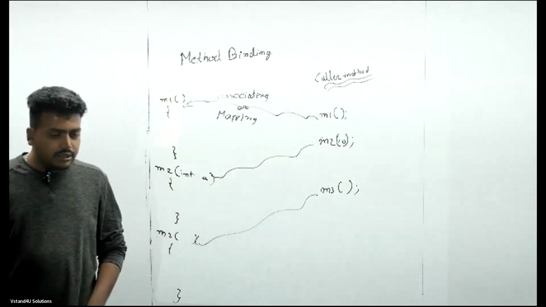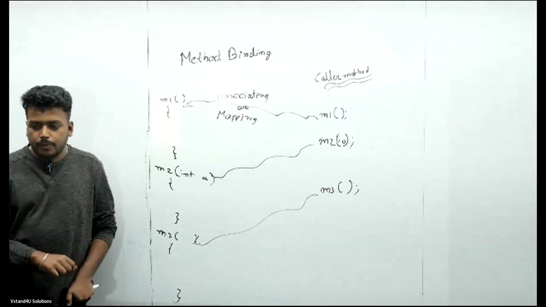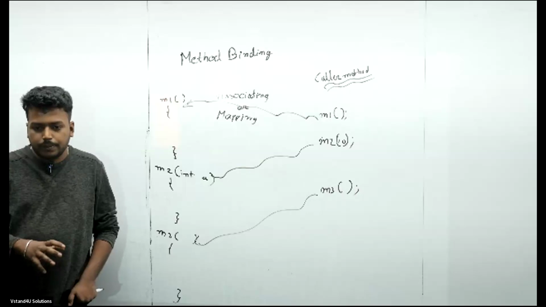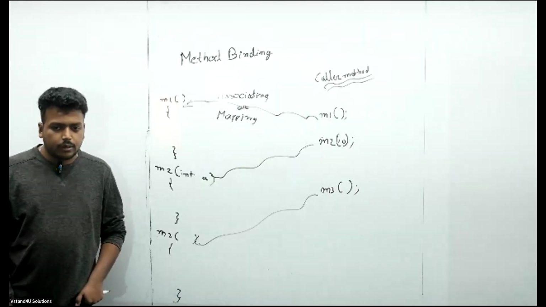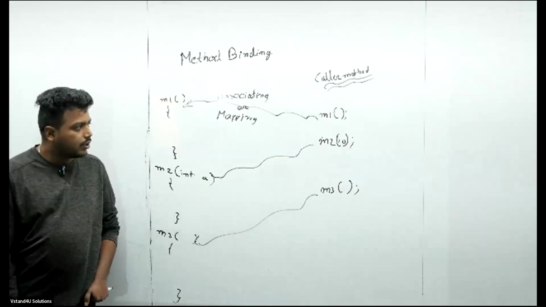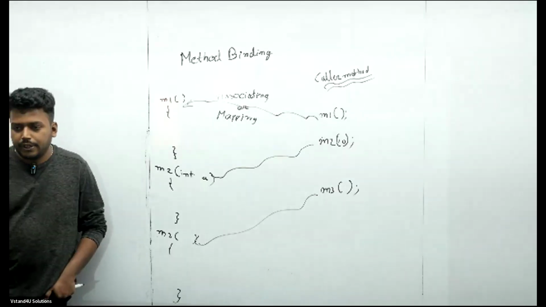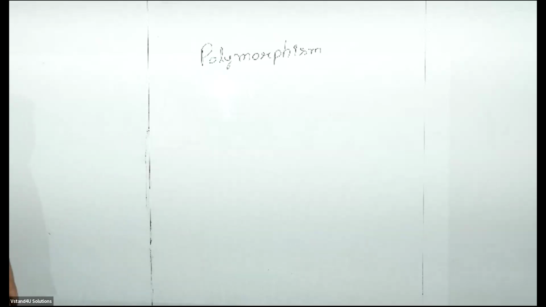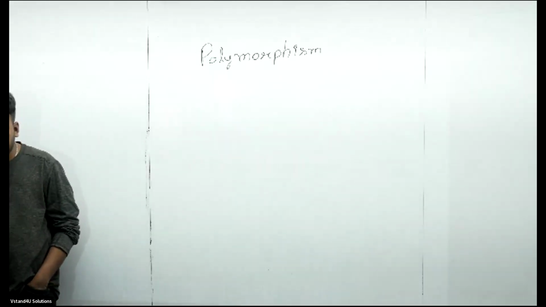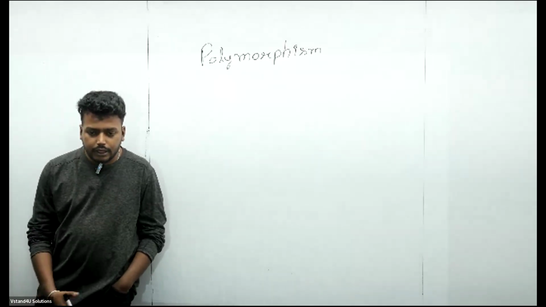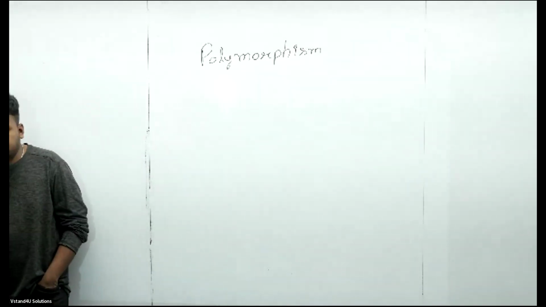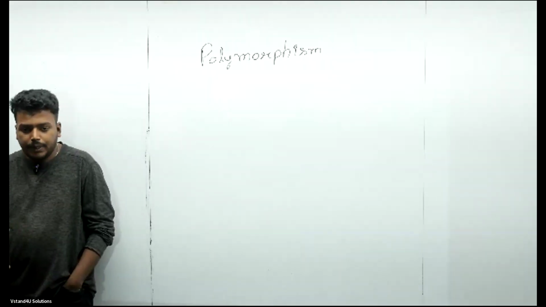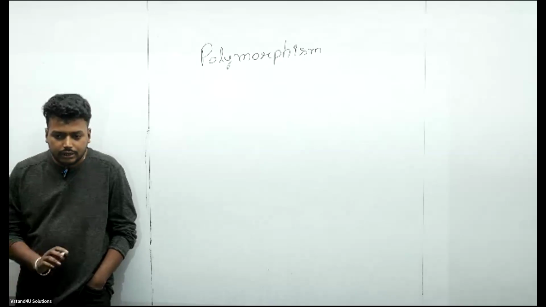Now this is the prerequisite for polymorphism. Once I explain the theory concept and practical concept, you will get to know why I explained method binding. Understood? Write this. We'll start with polymorphism. Before polymorphism, what is the prerequisite? I taught you method binding. What is method binding? When a caller method is associating or mapping with the implementation method, it is called method binding.